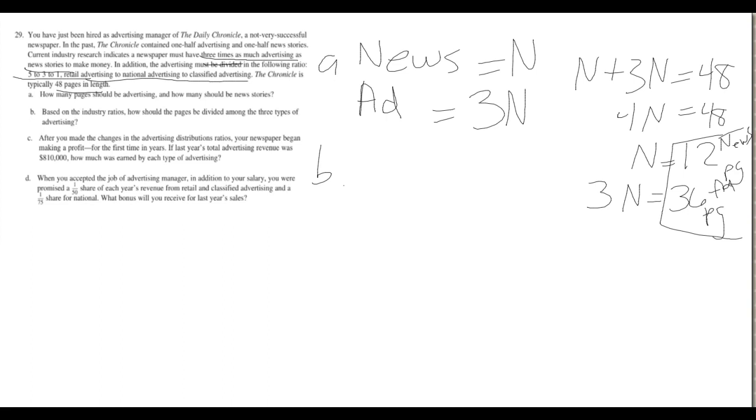So that means classified. So we're going to do C is classified. 3C is national. And 5C is retail.